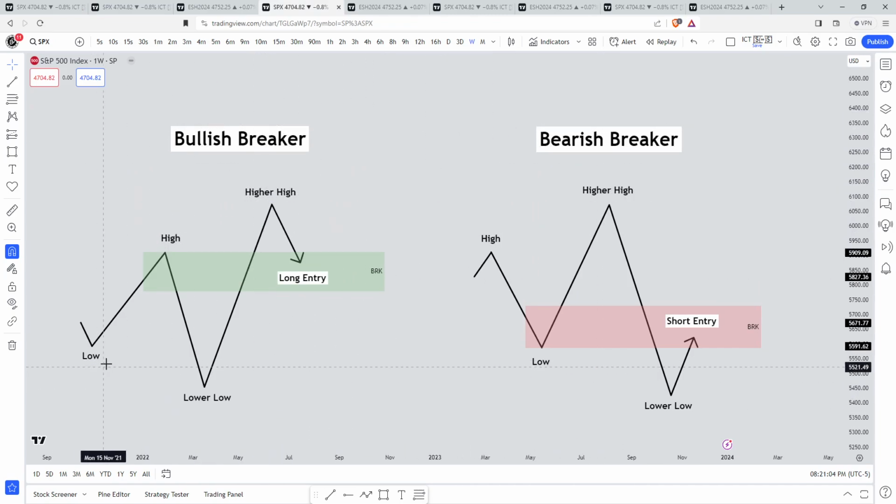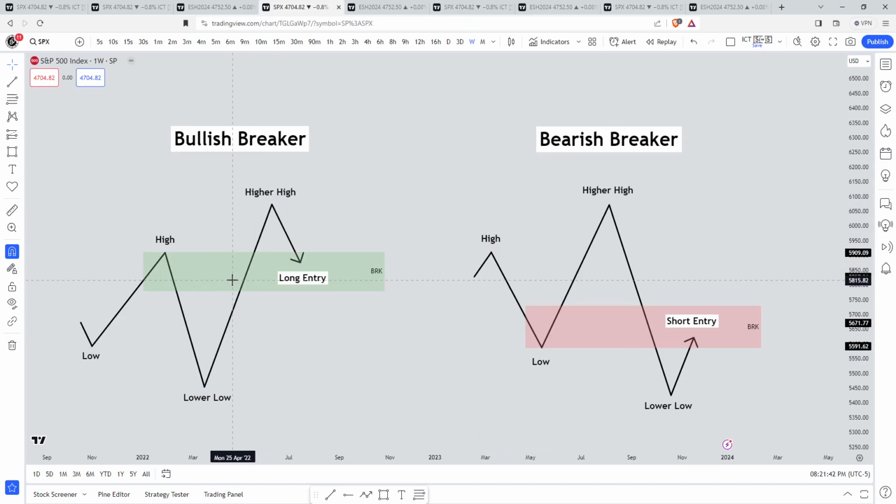In a bullish breaker, price creates a low, a high, a lower low, then a higher high. Once it creates the higher high and price closes above this previous high right in here, you're hunting for an up close candle or consecutive up close candles in the price leg that creates the high. In the bearish example, we have a high, low, higher high, lower low. You're looking for a down close candle or consecutive down close candles in the price leg that makes the low.